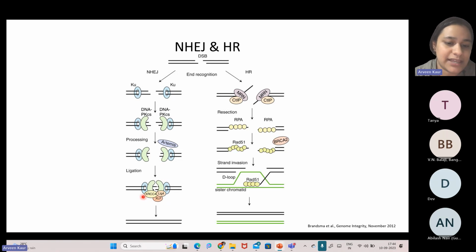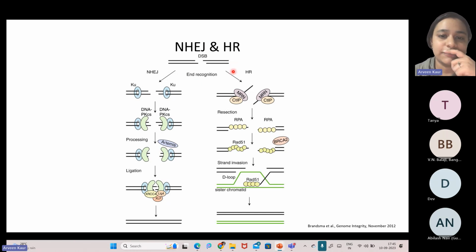LIG4, XLF, XRCC4. This complex will come and bind to these two strands and cause them to stick together, which is a ligation activity. So NHEJ will result in some kind of insertion or deletion, usually deletion, while it is repairing such double-stranded breaks.